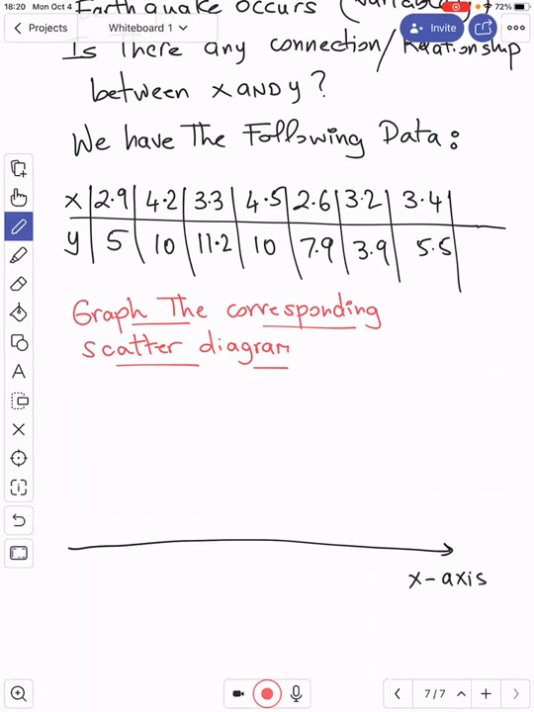As you can see, the values of x are between 2.9 and 4.5. There's 4.2, of course, 3.3, etc., 2.6 here, 3.2, 3.4. And the largest value of x in this data is 4.5, right?